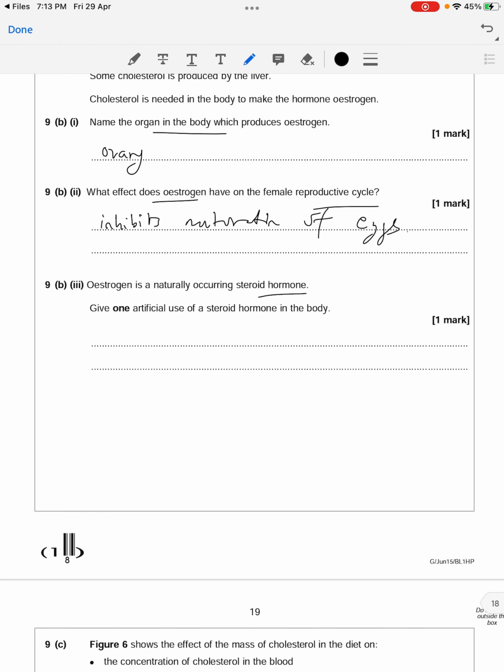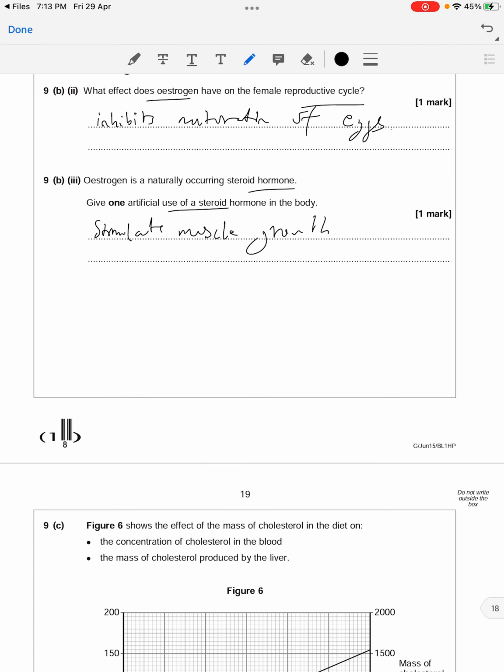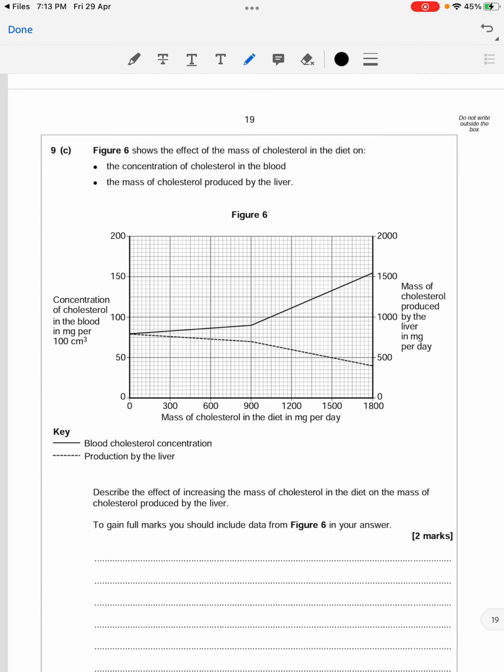Now, estrogen is a naturally occurring steroid hormone. Give one artificial use of a steroid hormone in the body. You can use it to stimulate muscle growth in the cells. It can be used in oral contraceptives as well.